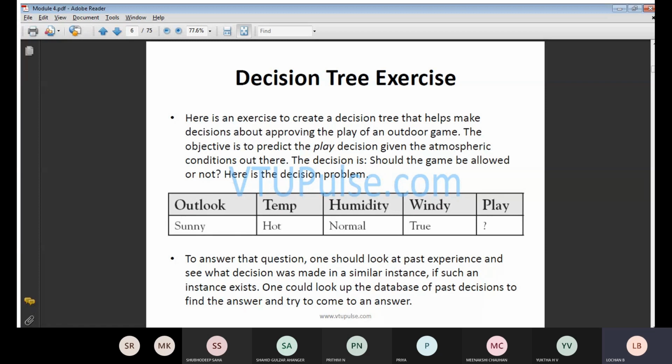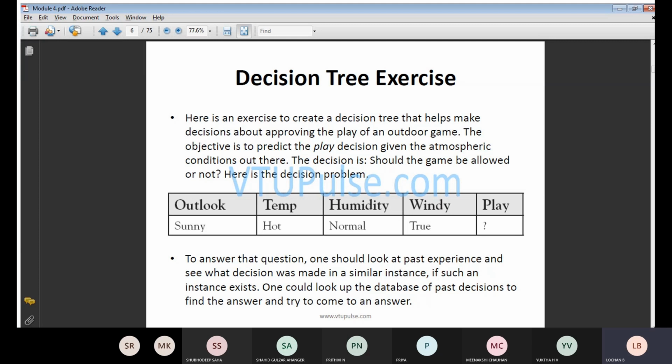So in that particular case, whether you are going to play the match or not, we will be getting a prediction, either yes or no. In this particular case also, they have taken an example of an outdoor game, that is nothing but tennis. The objective is to predict the play decision given the atmospheric condition. The decision is whether the game should be allowed or not.